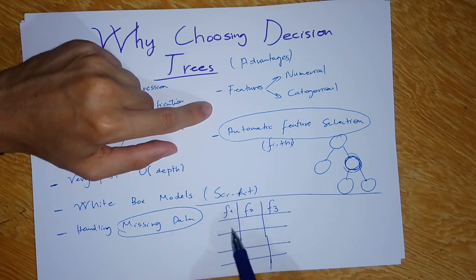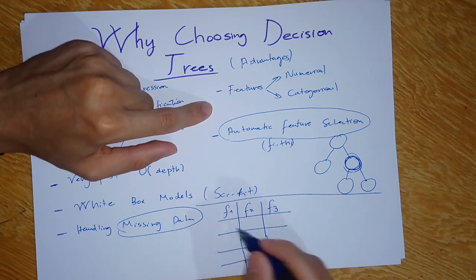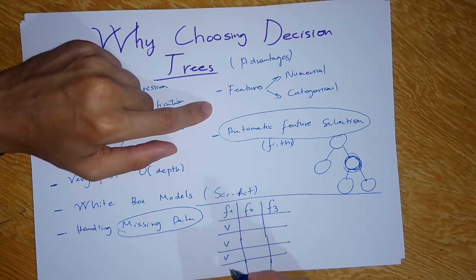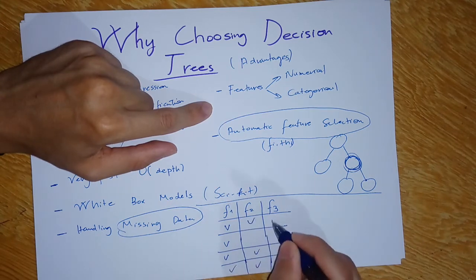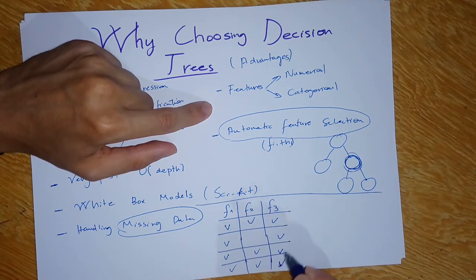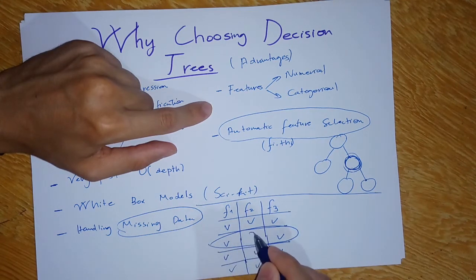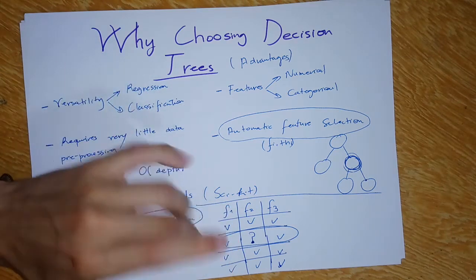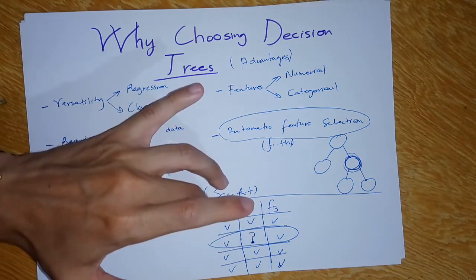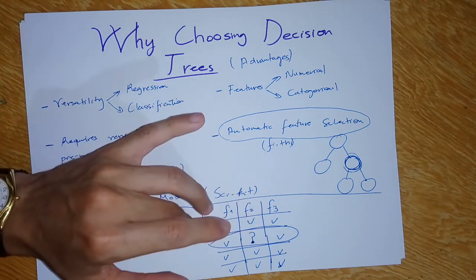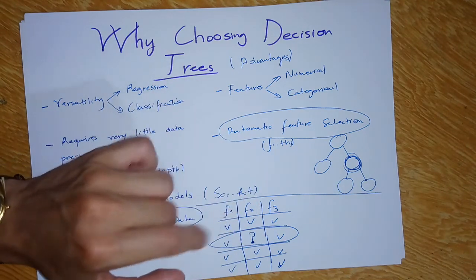So let's say that for all features I have a given value, but for this particular sample here, I don't have the value for feature 2. So this is called missing data. And of course here I'm talking about the training data. I'm not talking about the test data.